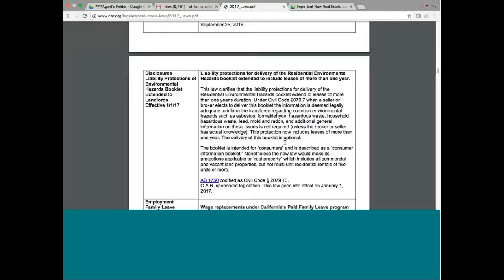What does that mean? Nonetheless, the new law will make its protections applicable to real property, which includes all commercial and vacant land, but not multi-unit residential rental. That's a bit confusing, isn't it? If you look into the definition of CoStar, a 5-unit residential rental is by definition a commercial property. Okay. Now I don't care that they said you don't get that protection, I still make it mandatory. If I'm in a transaction like this, it's mandatory for me.